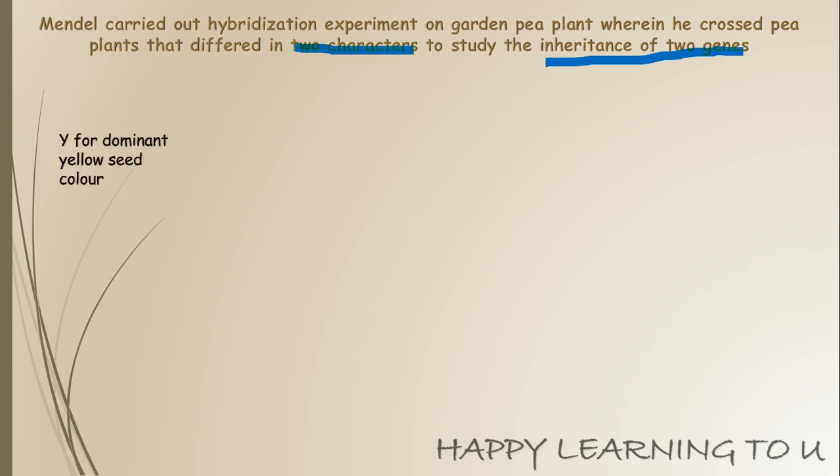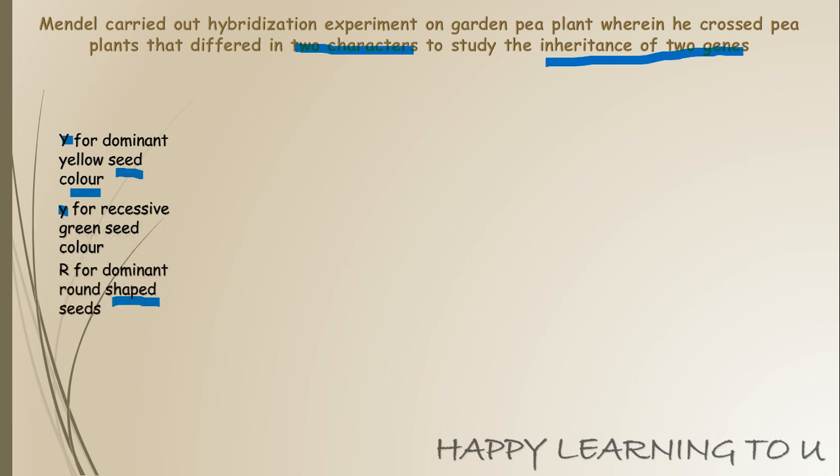To study these, let's consider capital Y for the dominant yellow seed color and small y for the recessive green seed color. So one character is the seed color and the other character is the seed shape. For that he used capital R for the dominant round shaped seeds and small r for the recessive wrinkled shaped seeds. So the two characters you have to remember are the seed color and the seed shape. Okay, now let's go with the experiment.